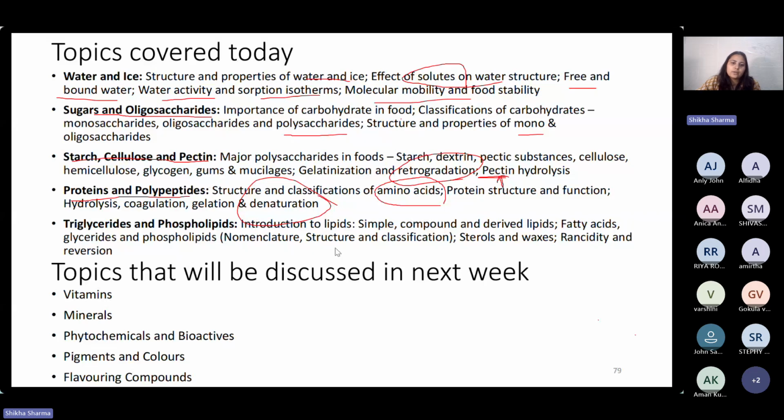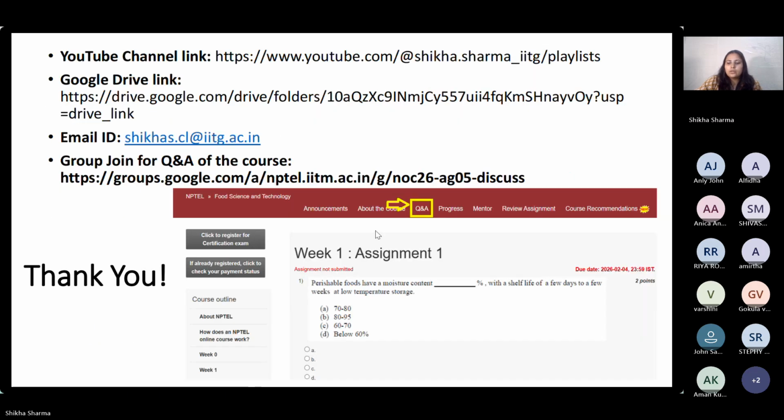And in the next week we'll be discussing vitamins and minerals, phytochemicals and bioactives, then pigments and colors and the flavoring compounds. You'll get all the material on the respective platforms, and if you have any question, you can post or you can ask now.